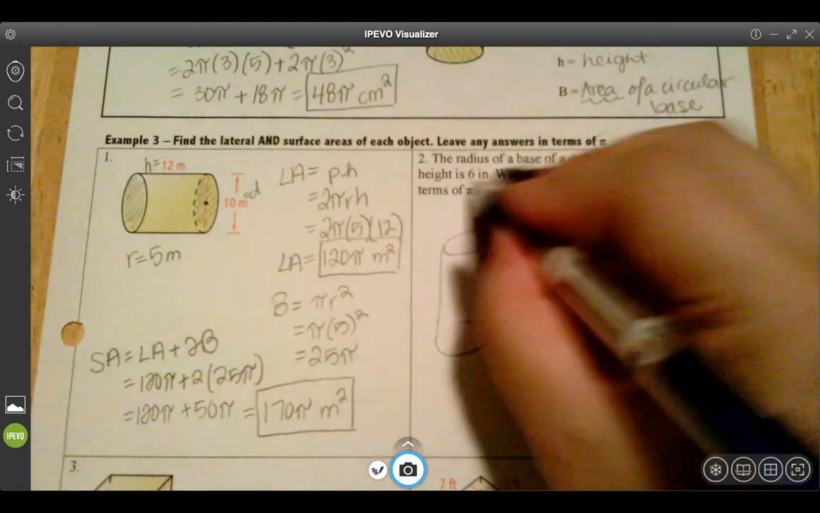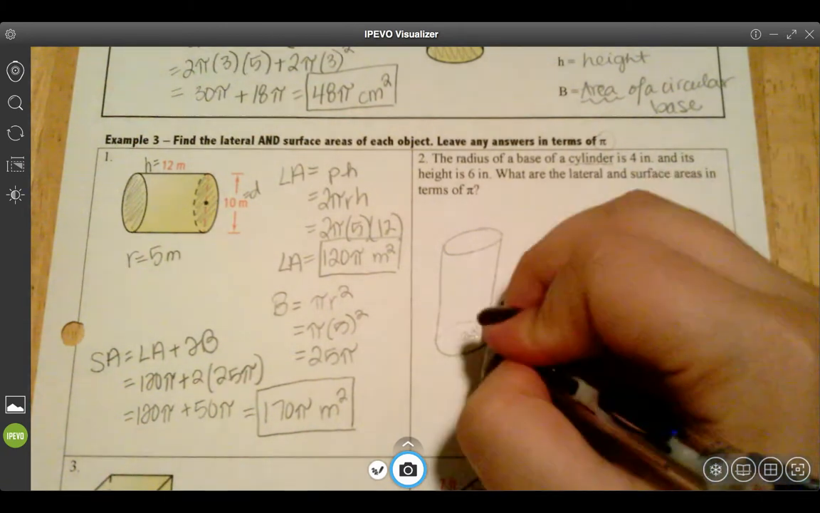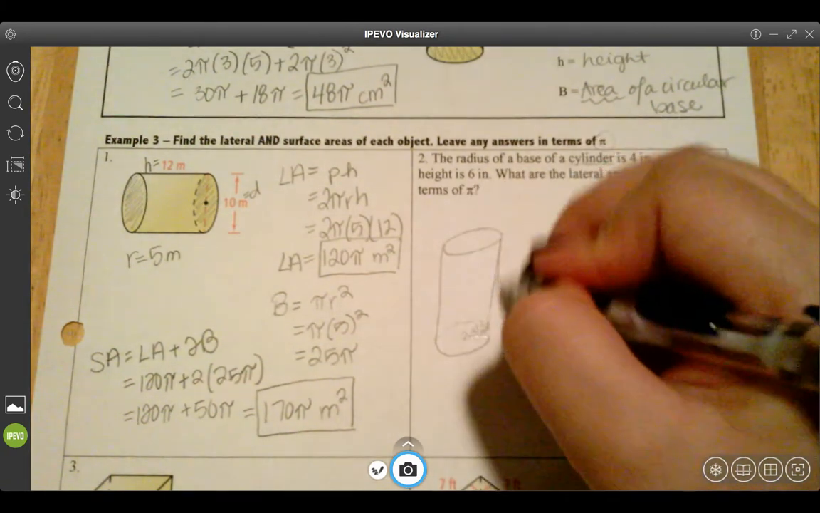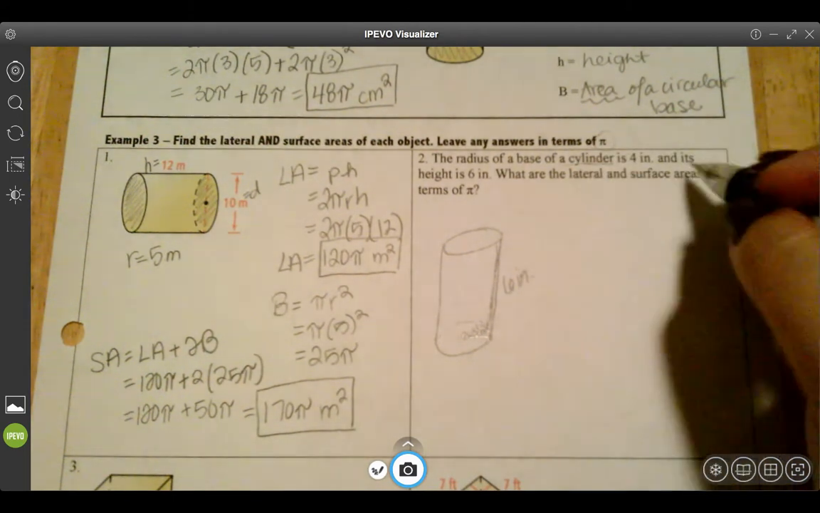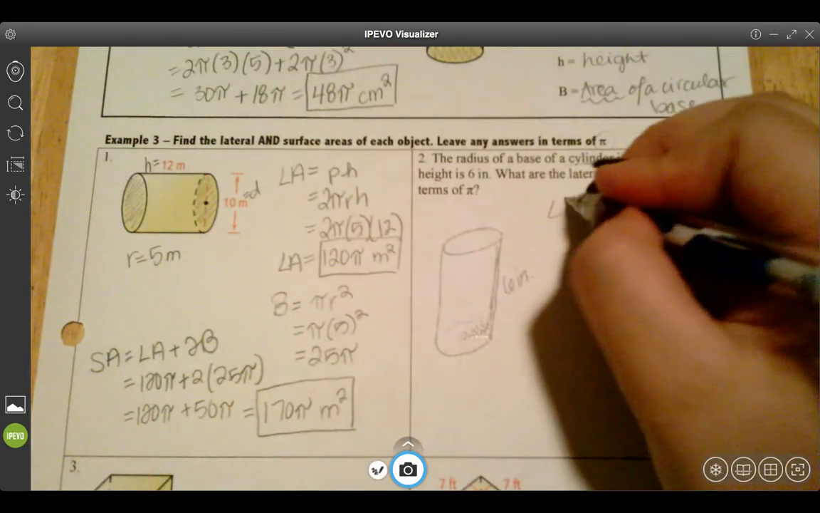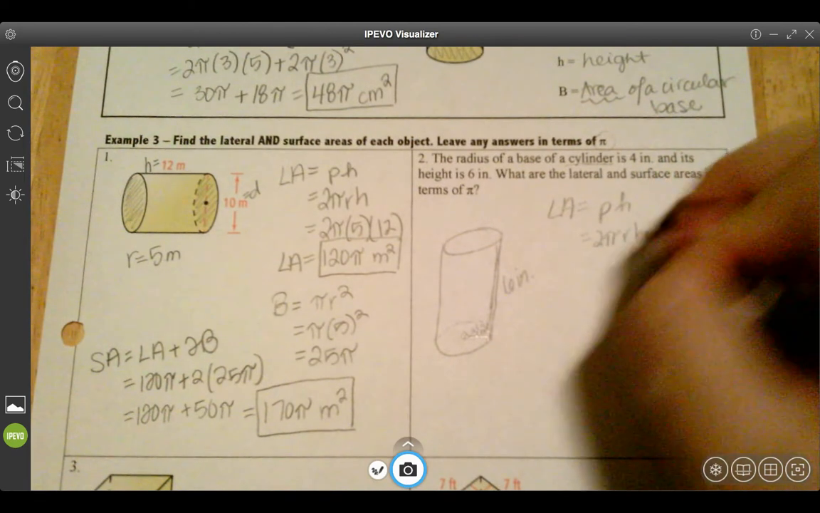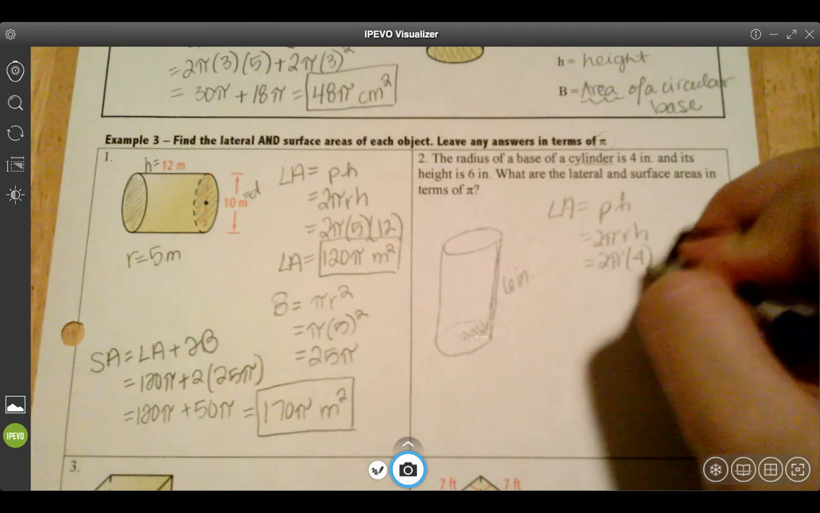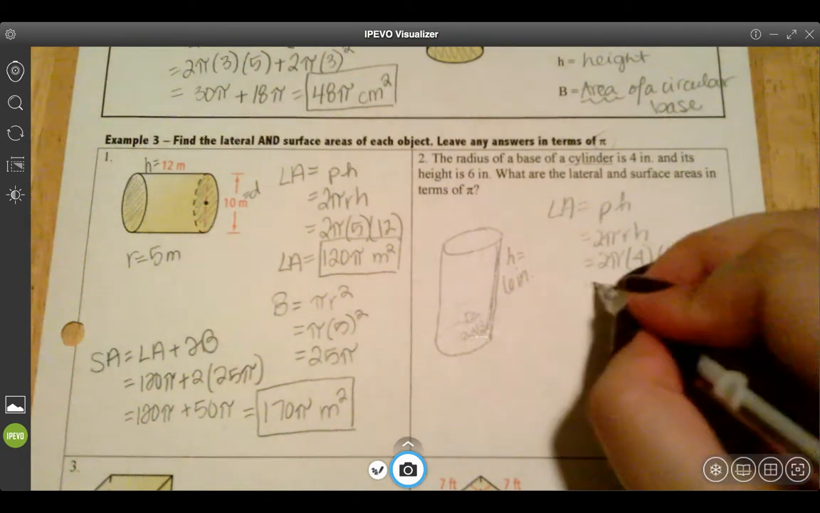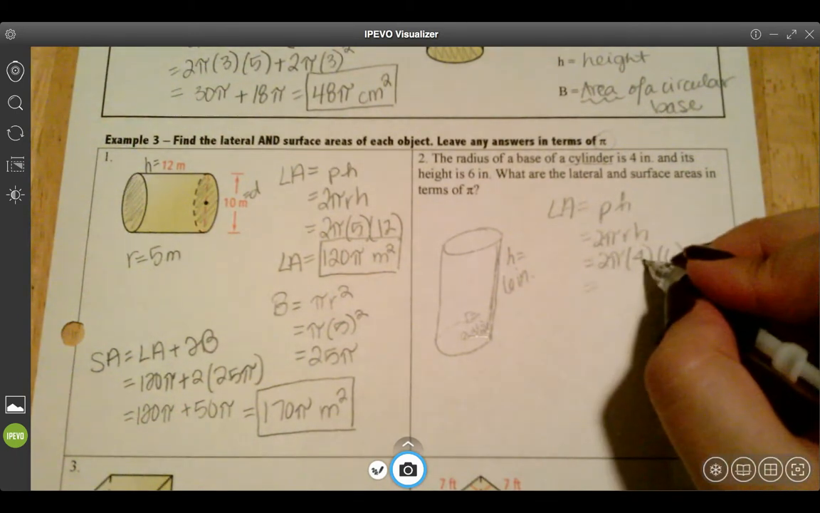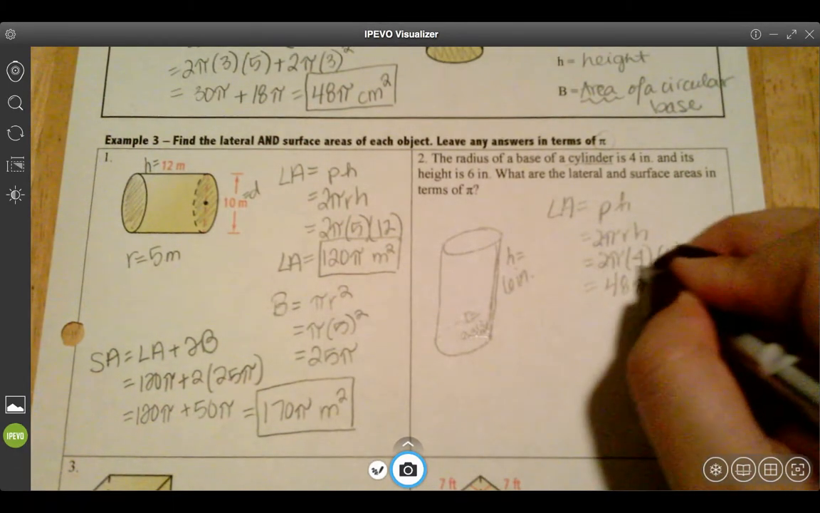Okay, so we know the radius of the base is 4 inches. Its height is 6 inches. What are the lateral and surface areas in terms of pi? So we need the lateral area, perimeter times height, or 2 pi r(h). We know our radius is 4 and our height is 6. So that gives us 2 times 4 is 8. 8 times 6 is 48 pi square inches.